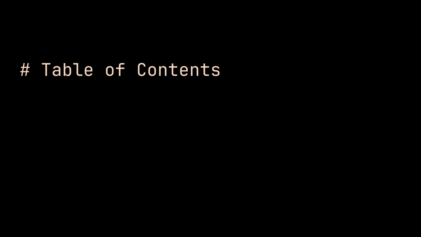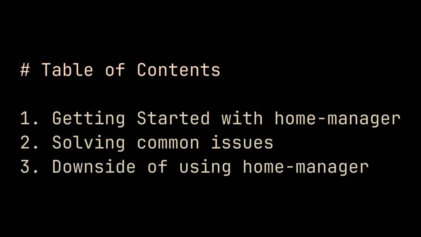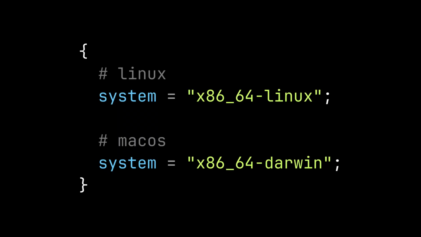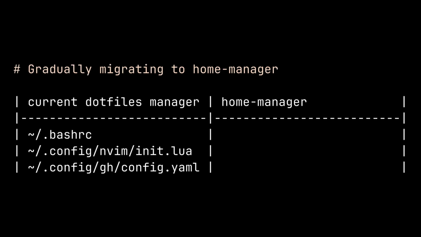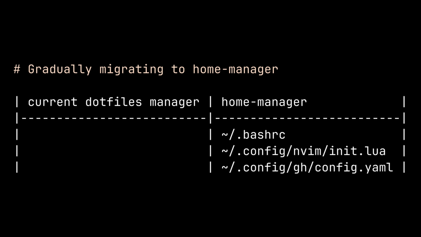In this tutorial, I will show you how to get started with Home Manager, how to solve common issues, and I will also show you the downsides of using Home Manager. The tutorial will be done on Ubuntu, but it should be applicable to other Linux distros. If you are on macOS, what you see in this tutorial might not be exactly the same, but the differences should be minimal. By the way, no Nix experience is required for this tutorial. Also, if you already use dotfiles or a package manager, you can gradually migrate to Home Manager as long as you don't have conflicting configurations. So let's start with installation.